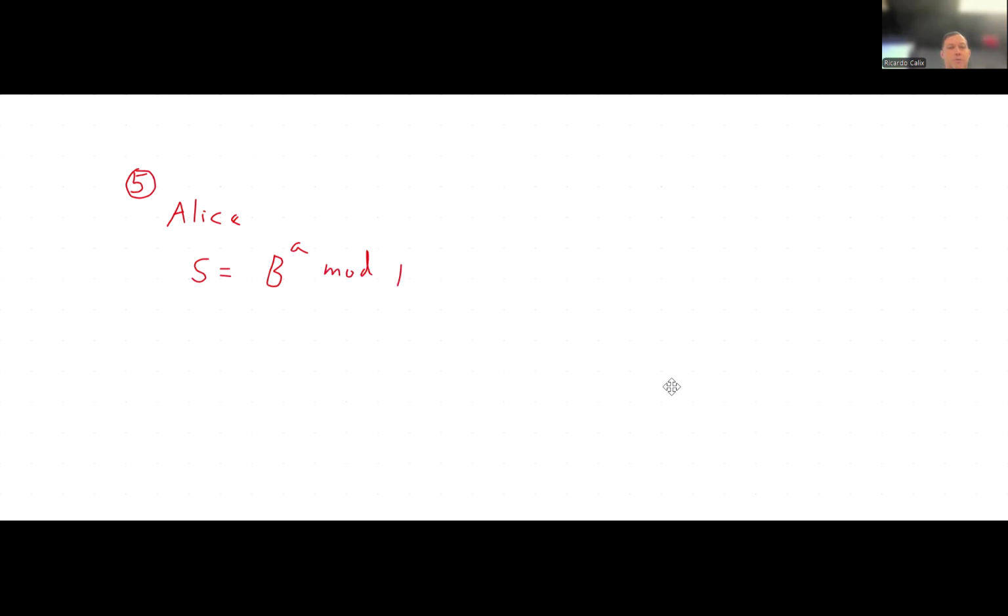And then that should give you, what was B? B was 10. So it is 10. What is A? A should be 4. 10 to the 4 mod, and then prime was 23, right? 23. All right, so this then should give you S equal 18. And you've arrived at the secret, basically.